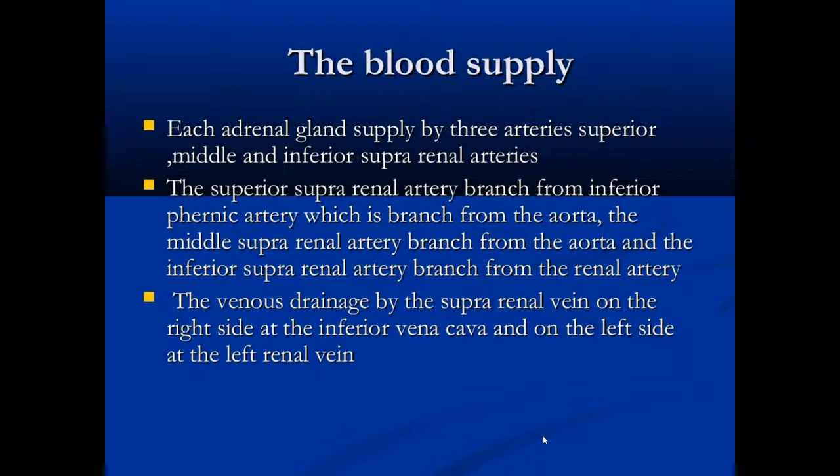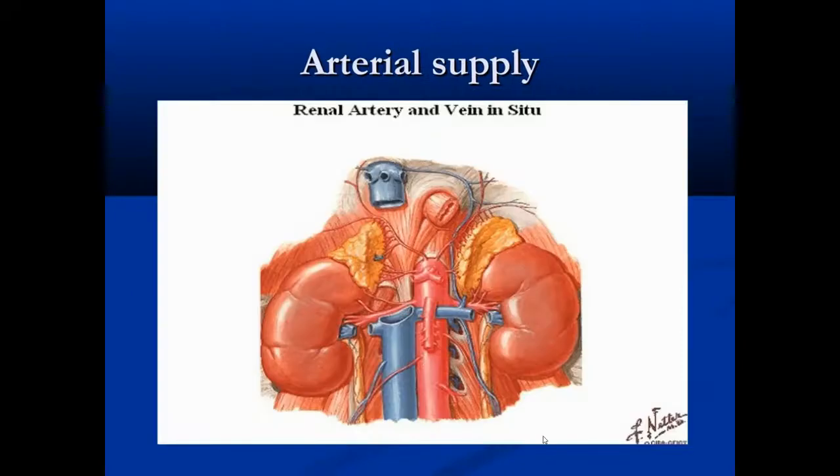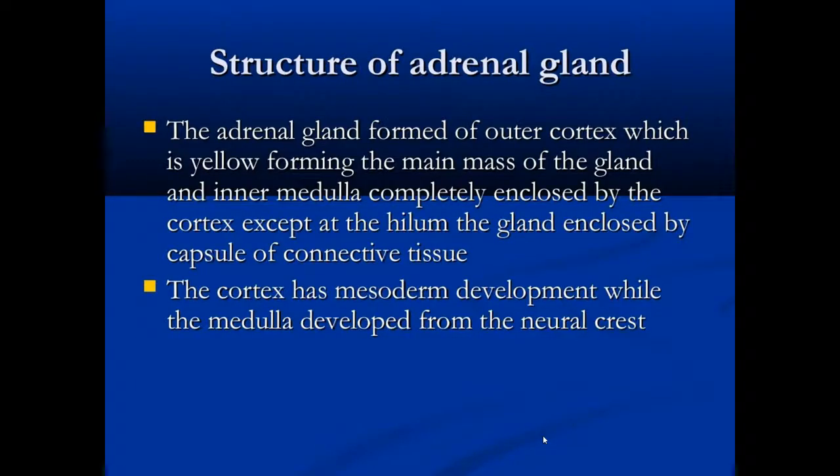Venous drainage is by the suprarenal vein, which drains into the inferior vena cava on the right side and into the left renal vein on the left side. So you can see in this picture the arterial supply of the suprarenal gland. Now we'll see the structure of the suprarenal gland.